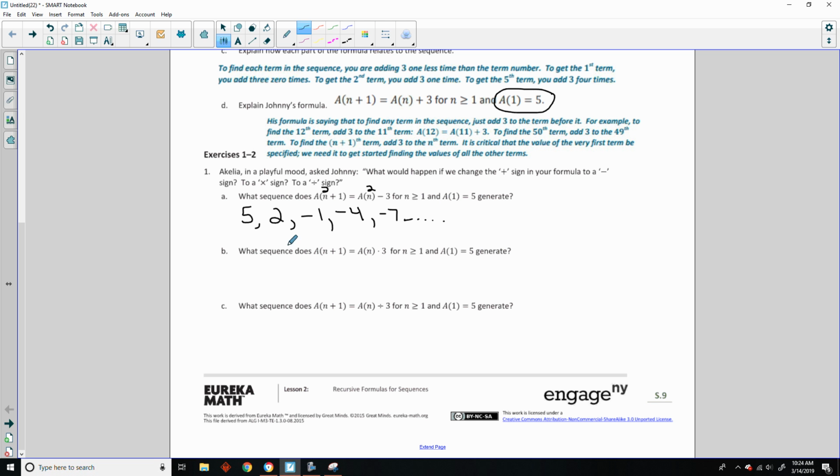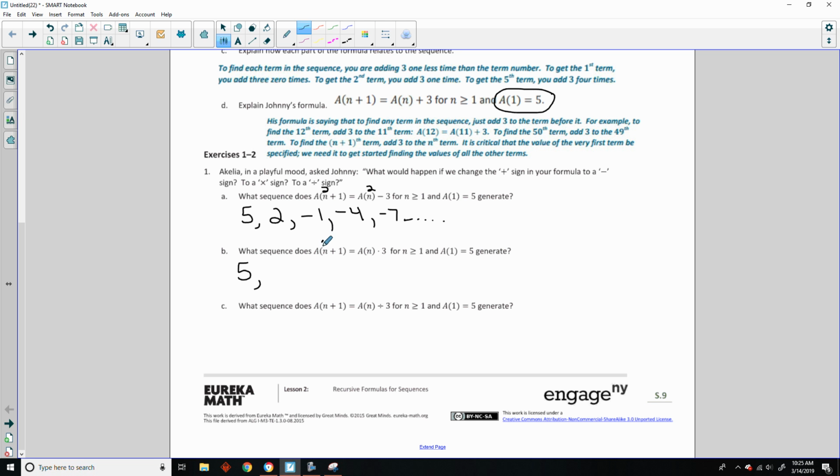What sequence does a of n plus 1 equal a of n times 3 for n greater than 1 and a of 1 equaling 5? So we're given a of 1 equals 5. So then a of 2 would be a of 1 plus 1, which would be a of 2 times 3. See, I keep doing this backwards. All right. Is that right? No, that was right.